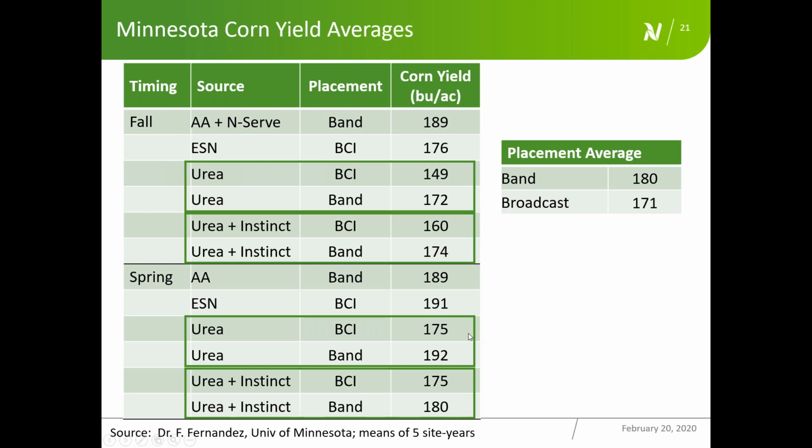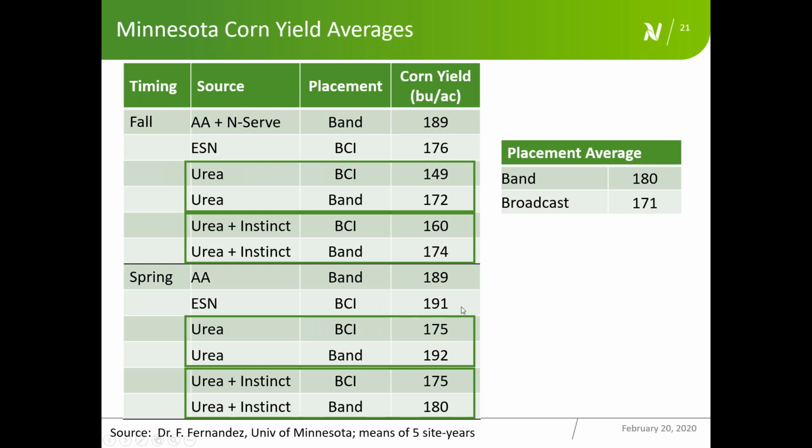If we look at the spring applications, the banded urea treatment shows a significant improvement over a broadcast treatment. And again, with the inhibitor, there's a little bit of difference there in the spring, but not as much as in the fall. So spring banding looks to be a very efficient treatment in this case. And interesting to note, there is not a banded treatment of the ESN in this particular study, but based on some other research that has been done, the difference between a broadcast ESN and a band ESN would look similar to the difference between broadcast and banded urea.